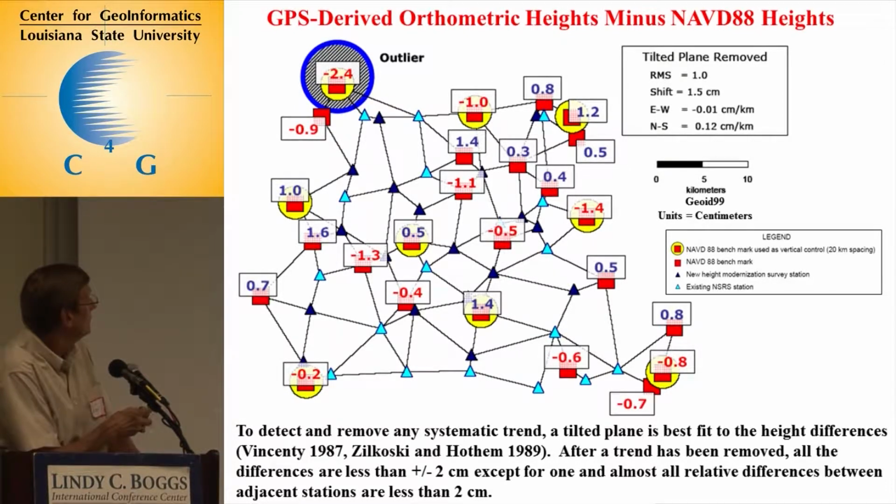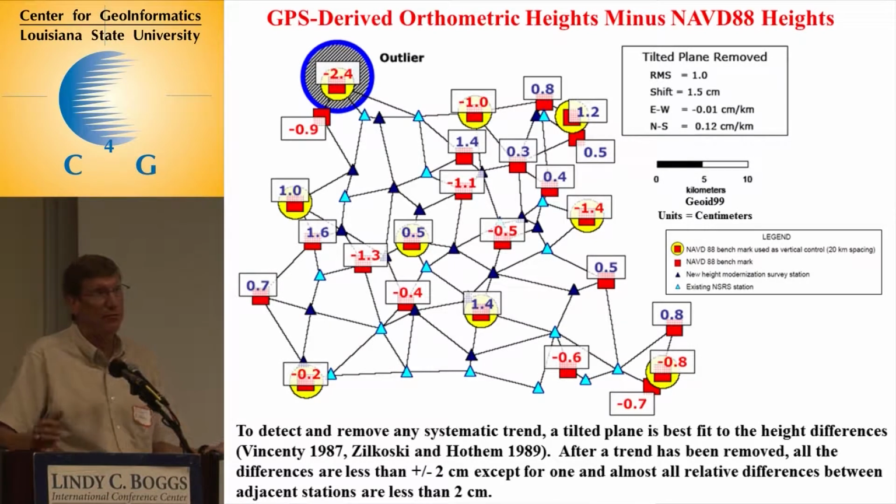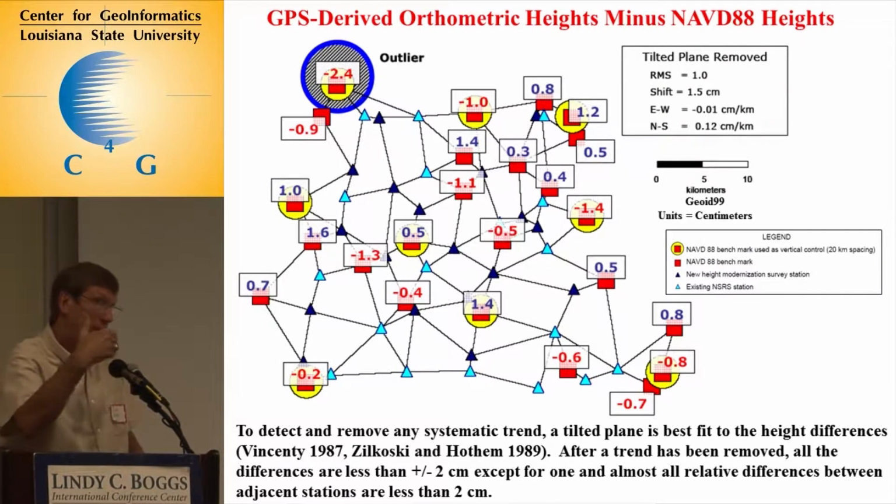And you end up with what's called a tilted plane. You remove a tilted plane. Remember, I told you the geoid model actually went in there and made the geoid model conform to 88. Well, it doesn't use a sloping plane. It uses different mathematical equations. But the concept's the same.